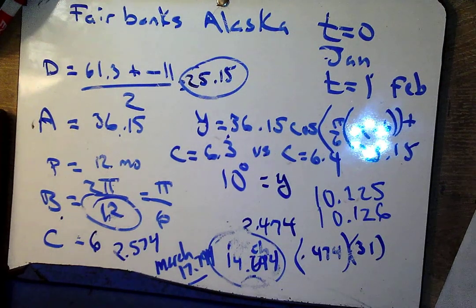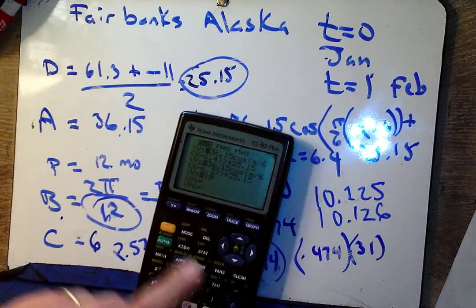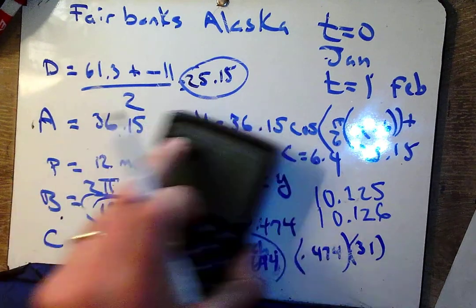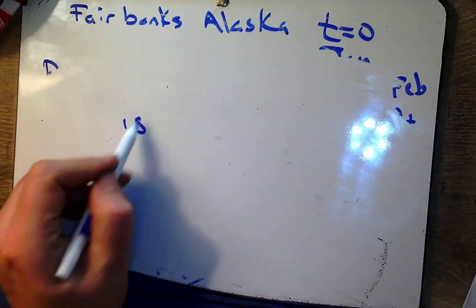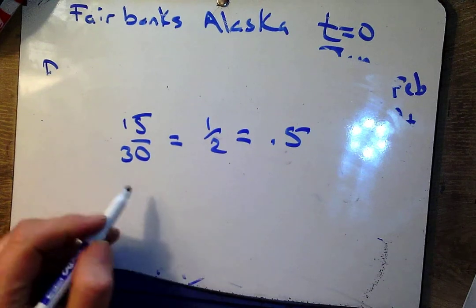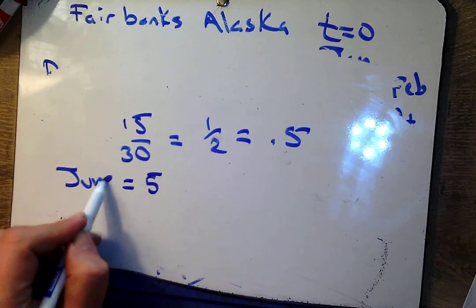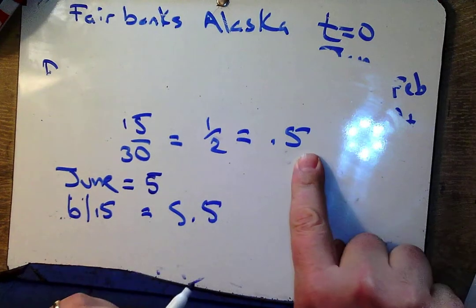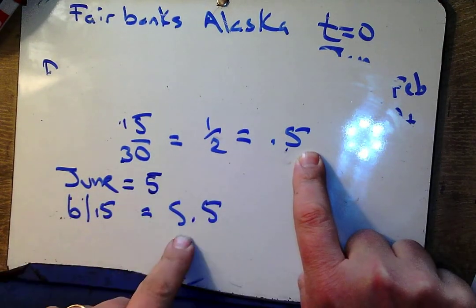Oh wait, now predict what the temperature will be on June 15th. June 15th. Well, that's a time, and a time is the input. So I'm going to go over to my table, and I'm going to have to plug something in here for time. Now it says June 15th. 30 days have September, April, June. June has 30. 15 over 30. Well, 15 out of 30 is 1/2 or 0.5. And according to our little table, June is 5. So June 15th is going to be 5.5. Right? The 15 out of 30 days plus the number for the month.